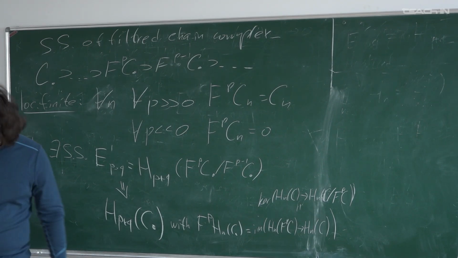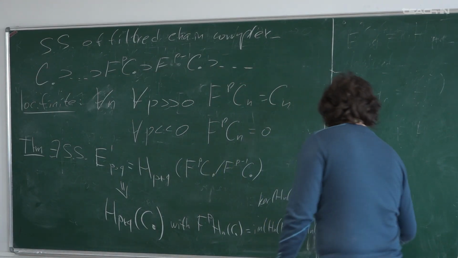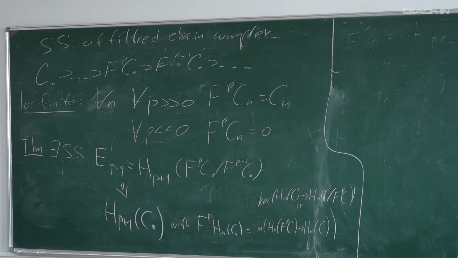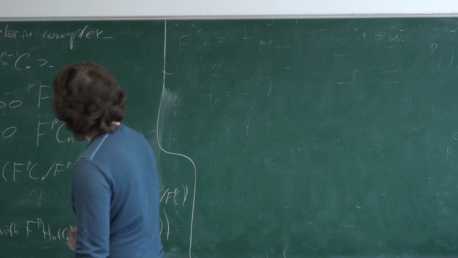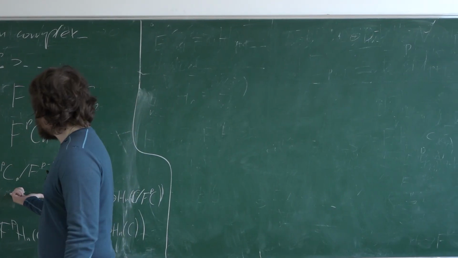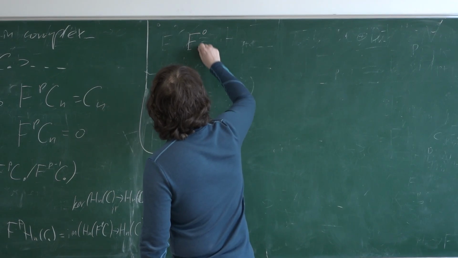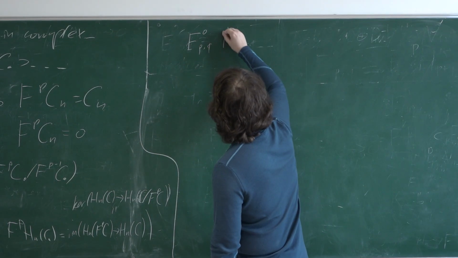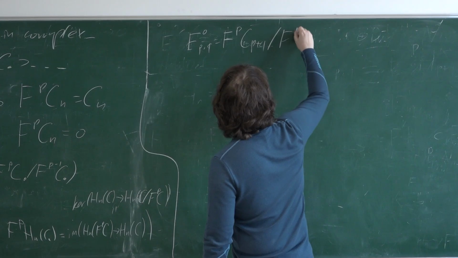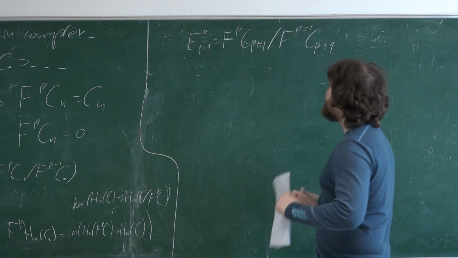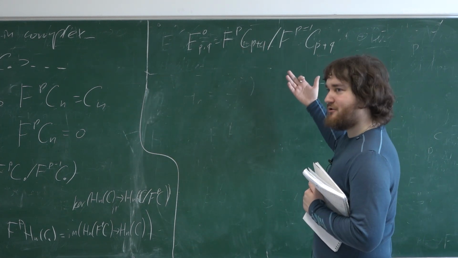Now let's construct this spectral sequence. Let's start from page 0. We see that it's the homology of something, so this is page 0 of this spectral sequence. So okay, let page 0 be this thing: the quotient module. Because these are subcomplexes, this quotient is also a chain complex.